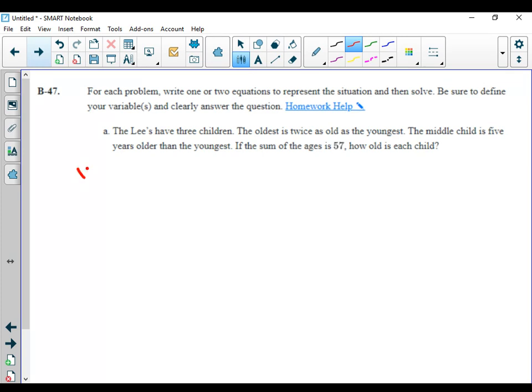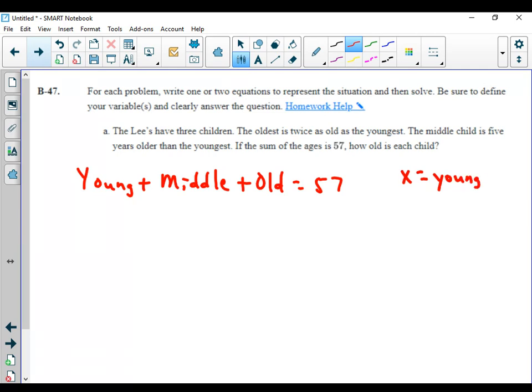So essentially we got the youngest, middle, and the oldest. And we know all of them, when I put them together, are going to be 57. Now, both of the references came back to the youngest, so that's what I'm going to make my variable. So I'm going to make my x be the youngest. And if they ever say something about a let statement, that's what they're saying. It's basically define the variable: let x equal the youngest.